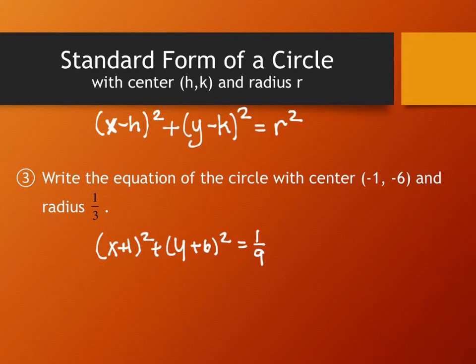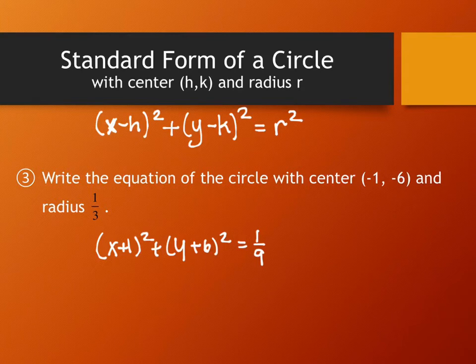Yeah. And then my radius is 1/3, so what happened to get 1/9 over here? 1 times 1 is 1, 3 times 3 is 9. Yeah, so 1 times 1 in the numerator is 1, and 3 times 3 in the denominator is 9. So we get this for the square of the radius of the circle, 1/9.